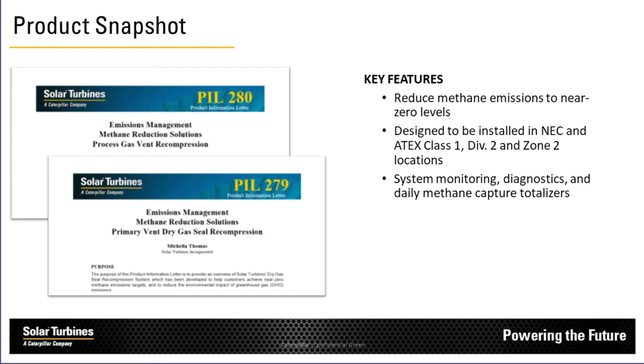So a couple of snapshots of the product, and I just want to review a couple of key features here. We have a lot more information and a couple of product information letters, which will go over weight, sizes, and utilities. And those are always available to our customers or if you inquire about it. They're a great source of information. But again, both of these systems that I've outlined here are definitely driving to that near zero level, both the dry seal and the process vent systems. And we've seen that through the data that we've collected with sites where we've installed the equipment.